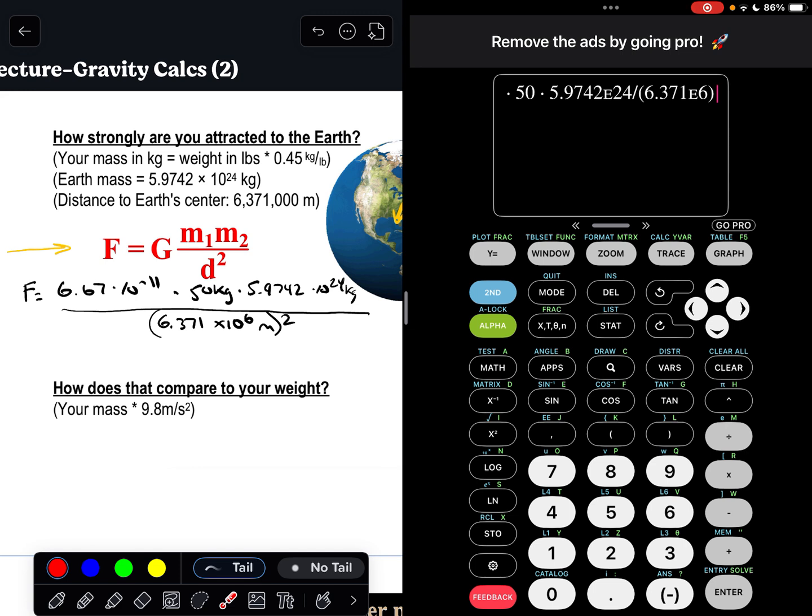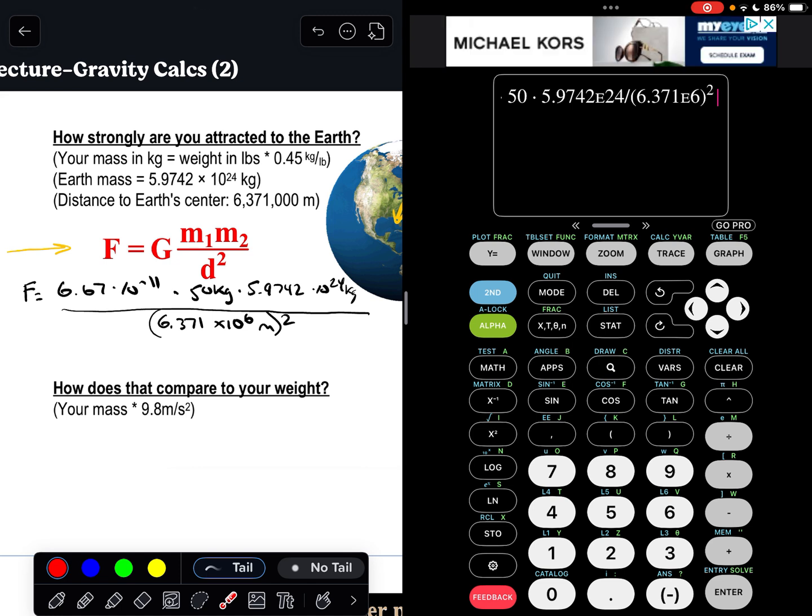There is that x squared button on the left side of your calculator. Go ahead and hit that. So now we have typed in our numerator and our denominator. We can hit enter. It should divide it out, and we have our force of gravity, which is roughly 491 newtons.